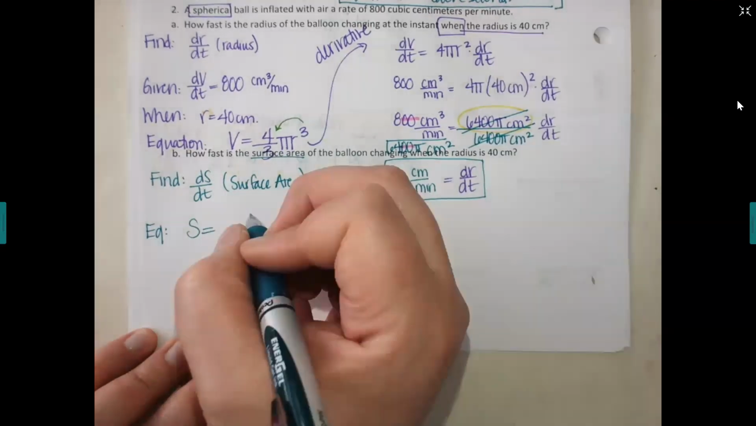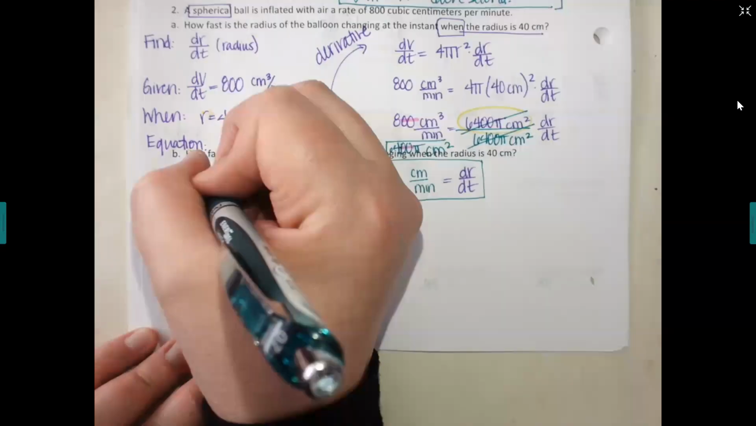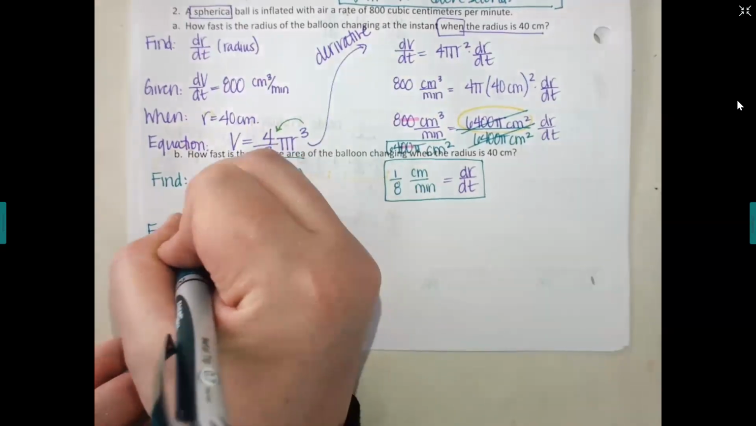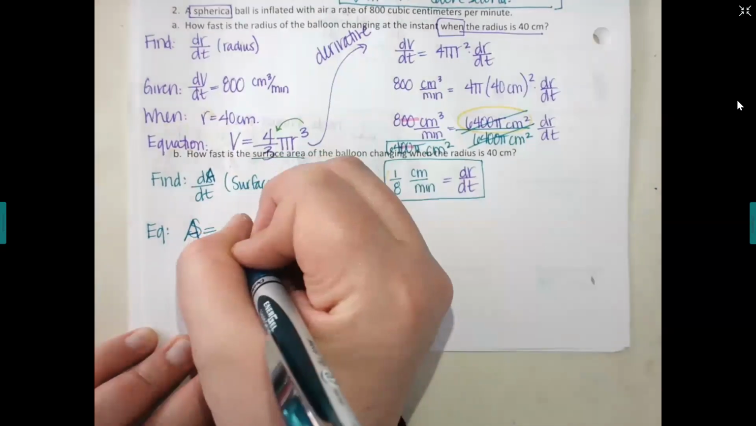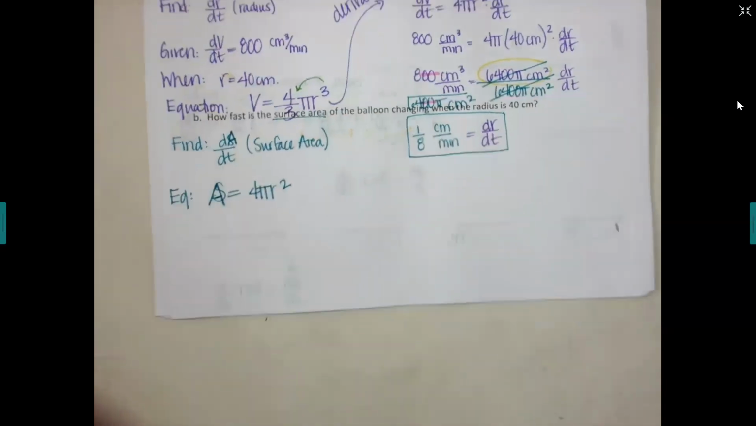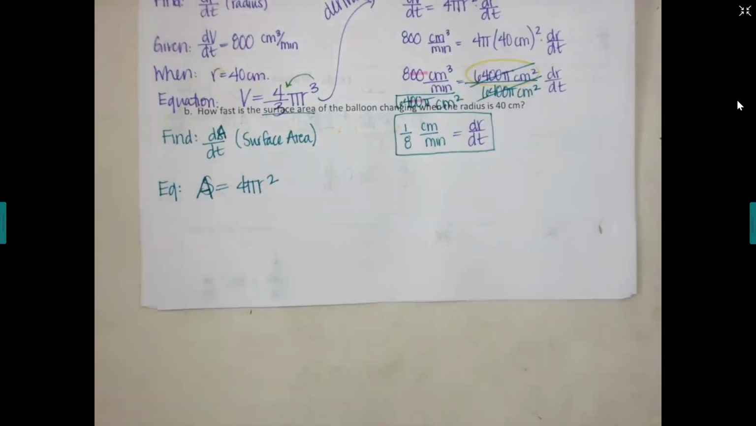A equals 4 pi. Oh, do they use A? Let's change it to an A then. Okay, A equals 4 pi r squared. Rather than S for surface area, we're gonna use A because that's for the formula.